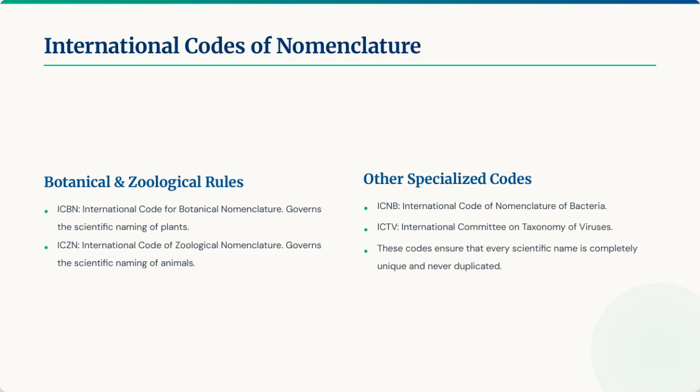Here, we're looking at the key international codes that govern the scientific naming of living organisms. First, we have the ICBN, which stands for the International Code for Botanical Nomenclature. This code sets the rules for how plants are scientifically named, ensuring consistency and clarity in botanical classification. Next is the ICZN, the International Code of Zoological Nomenclature. It serves the same purpose but for animals, making sure every animal name is unique and universally accepted.